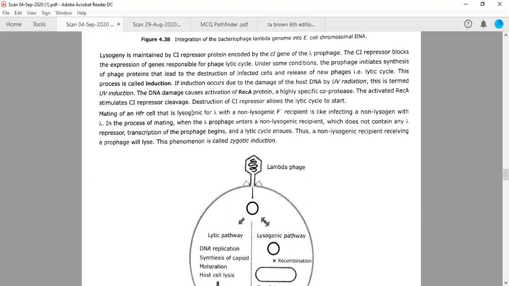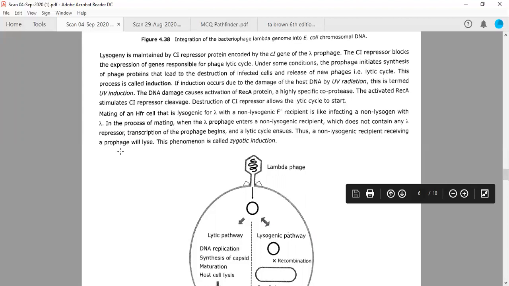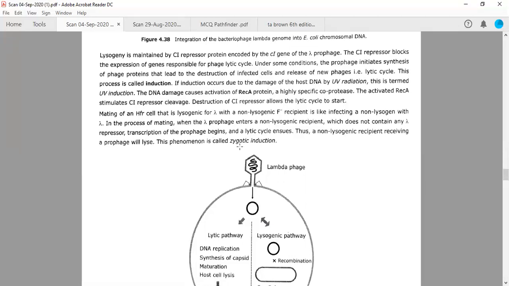Mating of an Hfr cell that is lysogenic for lambda with a non-lysogenic F negative recipient is like infecting a non-lysogen with the lambda phage. So we have discussed in yesterday's class that Hfr cells are those cells which are having high probability of transferring the bacterial gene to some other cell or some other organism. So in the process of mating, when the lambda prophage enters into a non-lysogenic recipient which does not contain any lambda repressor, transcription of prophage will begin and the lytic cycle will start. Thus, a non-lysogenic recipient receiving a prophage will lyse. Because it is not having this lambda repressor, therefore, it will be able to lyse this particular bacterial cell. This phenomenon is called zygotic induction.